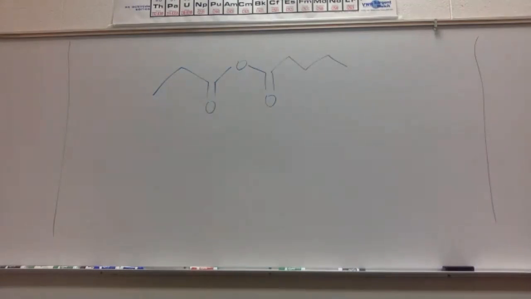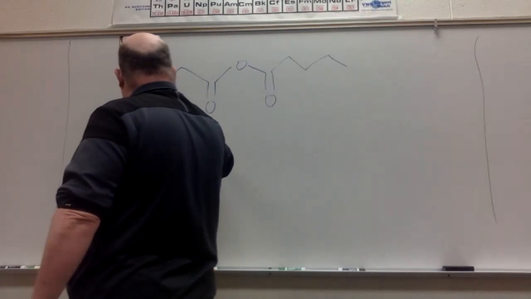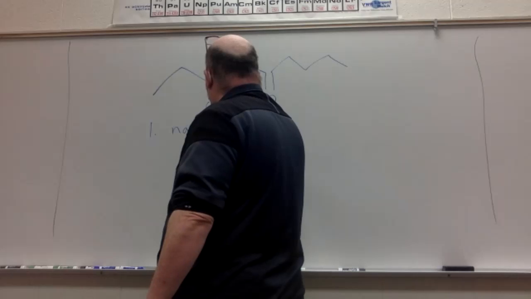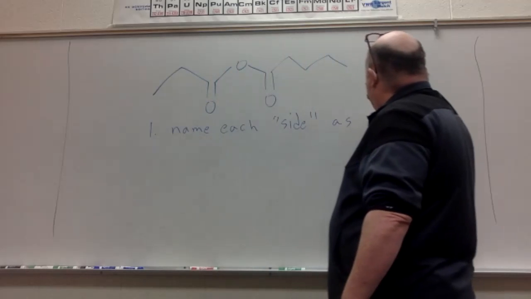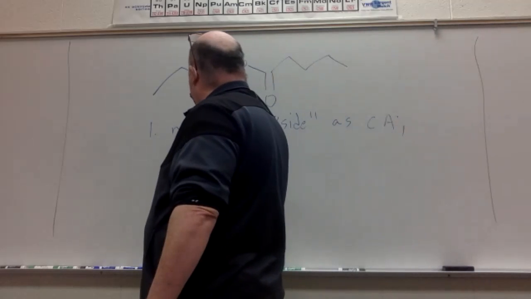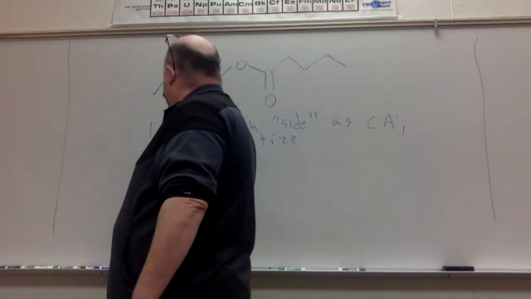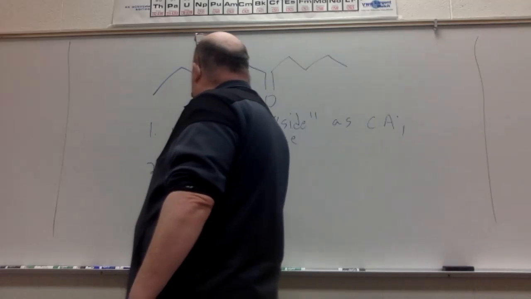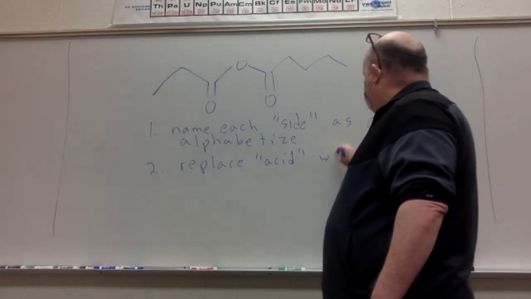Okay. Now in this case, each R group is definitely different, right? We have different carbon chain lengths. So what you have to do here, for lack of a better phrasing, is name each side as an acid, and then alphabetize. And just like last time, replace the word acid with anhydride.